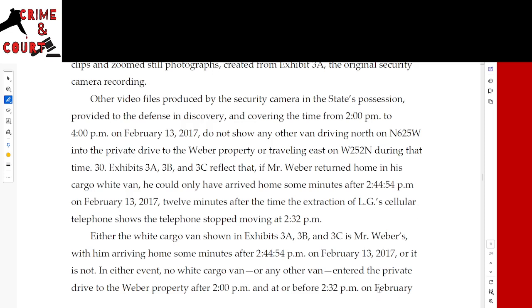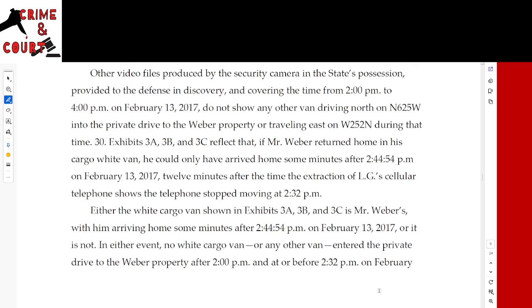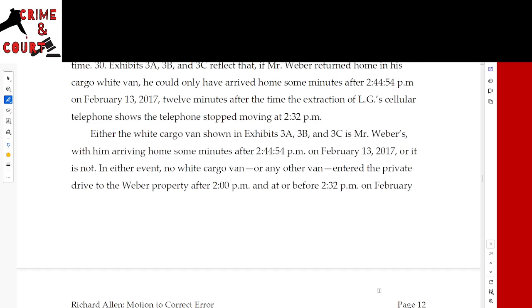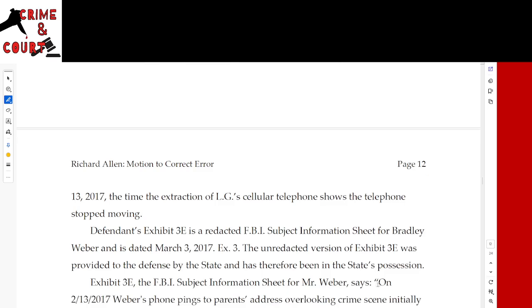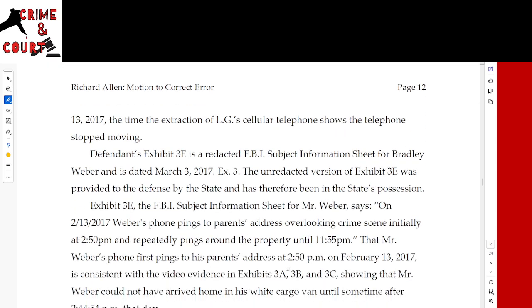So either the white cargo van shown in Exhibits 3A, 3B, and 3C is Mr. Weber's, with him arriving home some minutes after 2:44:54 p.m. on February 13th, or it is not. In either event, no white cargo van or any other van entered the private drive to the Weber property after 2 p.m. or at or before 2:33 p.m., more importantly, to scare Richard Allen, supposedly, on February 13th. That is the time the extraction of LG's cellular telephone shows that the telephone stopped moving.